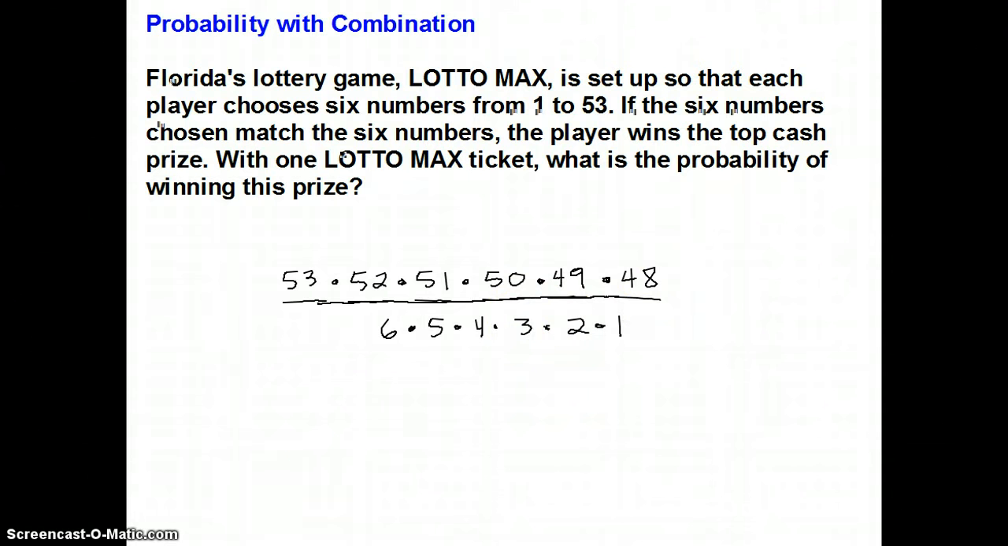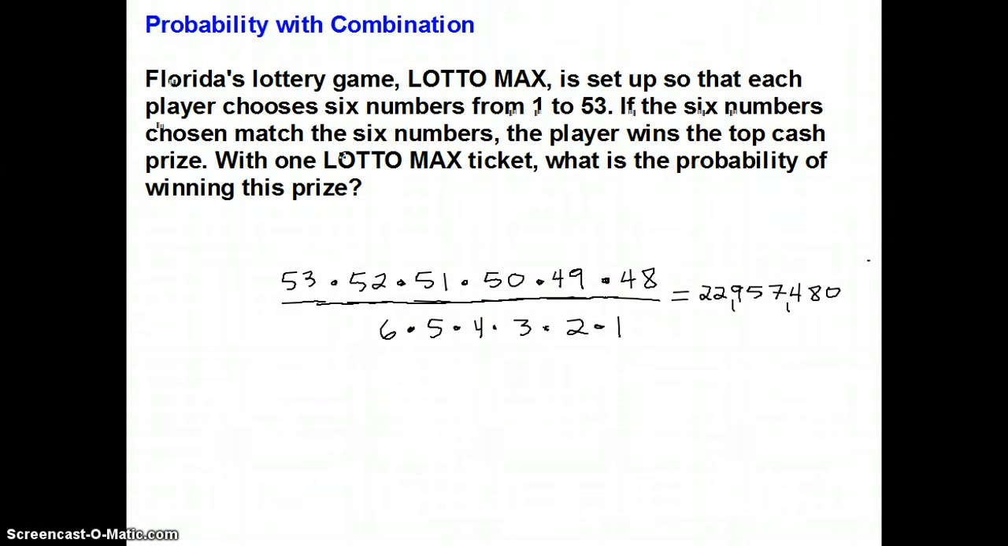Okay, so we end up with 22,957,480. And our chances of actually winning the prize represent a 1 out of 22,957,480. So remember, if this were a permutation problem, we would have even less of a chance of winning. Alright, let's move on to the next problem.